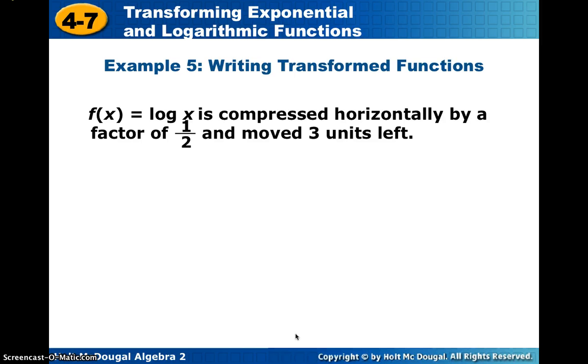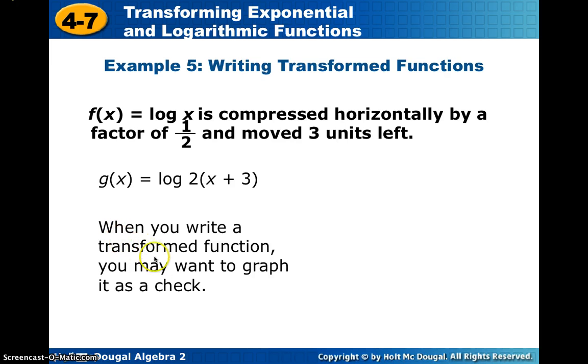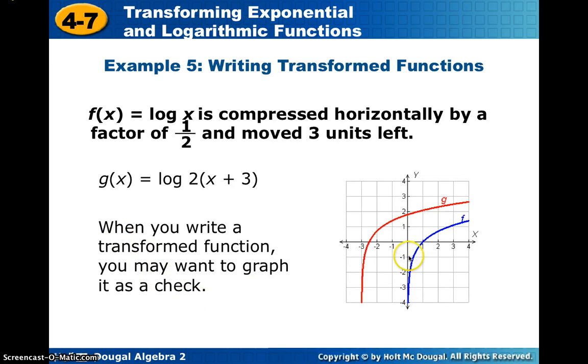Okay, let's do the same thing, but this time with a log. Let's say the log is compressed horizontally by a factor of 1/2 and moved 3 units left. Compressed horizontally is going to affect the x values on the inside, and they're going to be opposites. So if we're compressing by a factor of 1/2, we're going to have to multiply by 2. And if we're moving 3 units to the left, that's also to the x value, so we have to add 3 to the x. When you write a transformed function, you may want to graph it as a check. We can graph it and see that, yes, it moved 3 units over and that it's also been compressed horizontally.